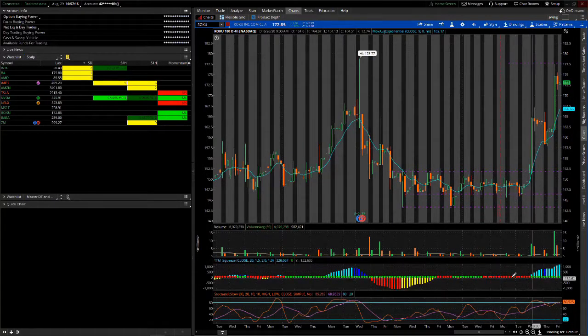For example, a lot of people, I know that Nord Trades played Roku breaking out from this range as the squeeze is releasing, which is why I say the first period release is really important.